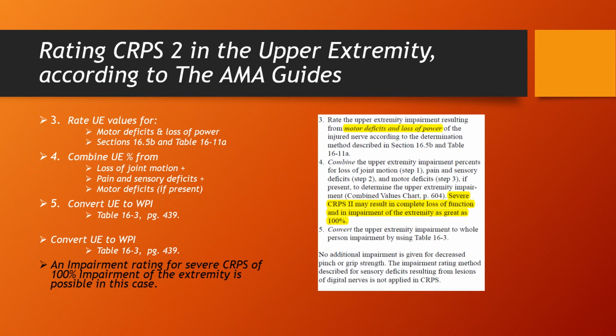Number 4, they combine the upper extremity impairments. So you have the loss of joint motion, plus the pain and sensory deficits, and then the motor deficits if they're present. And number 5, you convert the upper extremity to the whole person, and you're finished. Now, one thing to consider here, this is a rarity in the guides. There can be an impairment rating for severe CRPS of 100% of the extremity. So in this case, there can be 100% loss of use of an extremity as a result of a CRPS2 condition.